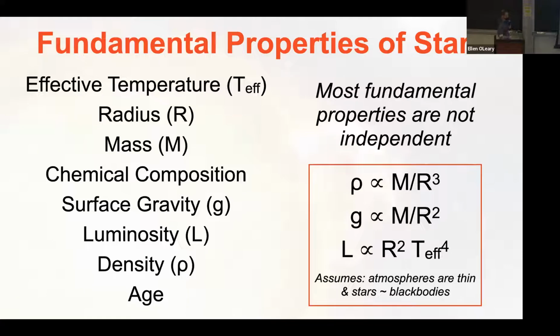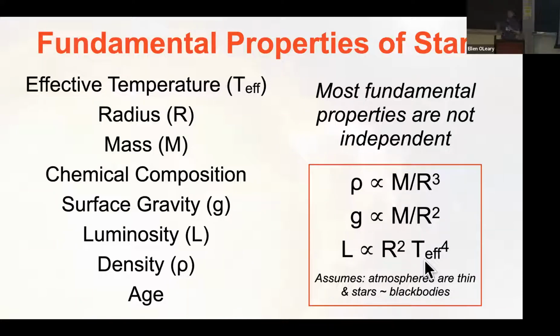Many of these fundamental properties are actually not independent. Mass and radius, of course, define the density of the star. They also define the surface gravity of the star. And we also have a relation between the luminosity, the radius, and the temperature of the star through the Stefan-Boltzmann law. These three relations make some assumptions.